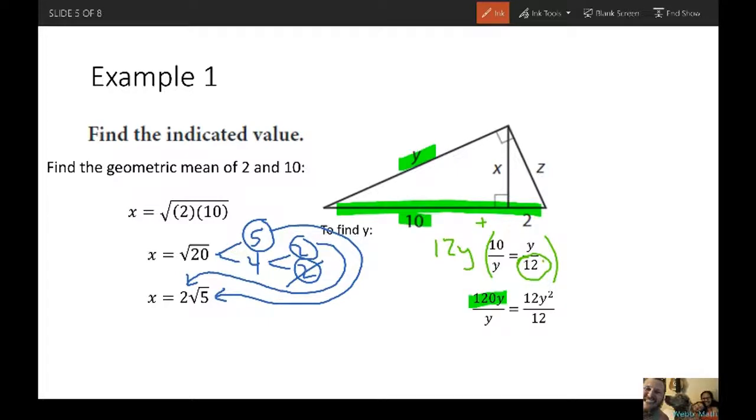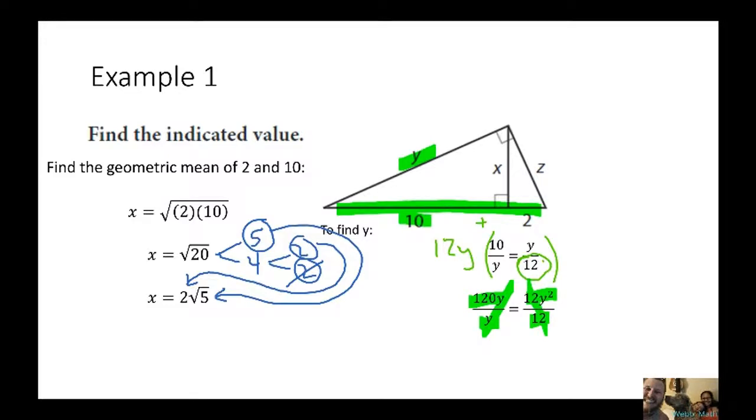Okay, and then I left the y down there. They'll cancel out eventually with the y's. And then 12y times y is 12y squared. Okay, and the 12's will eventually cancel out and just become 1. So, as you can see, the y's canceled out on the left-hand side. Got 120. And then just equals y squared.